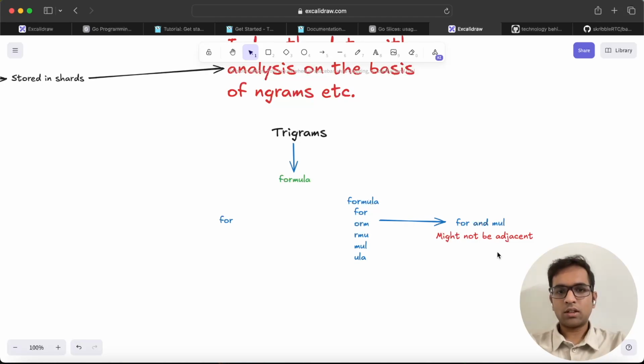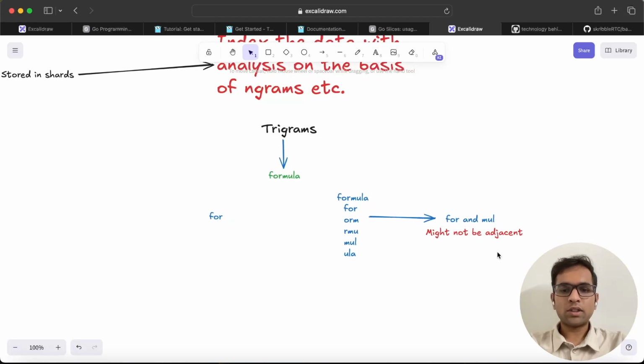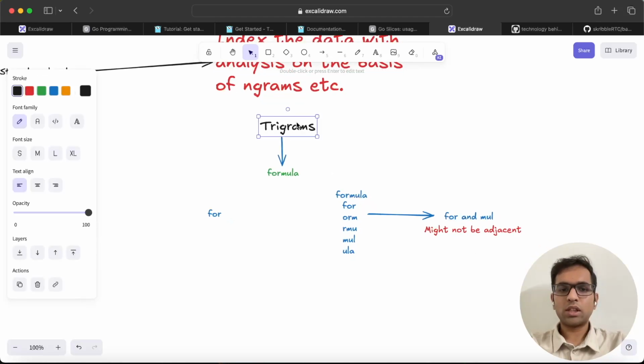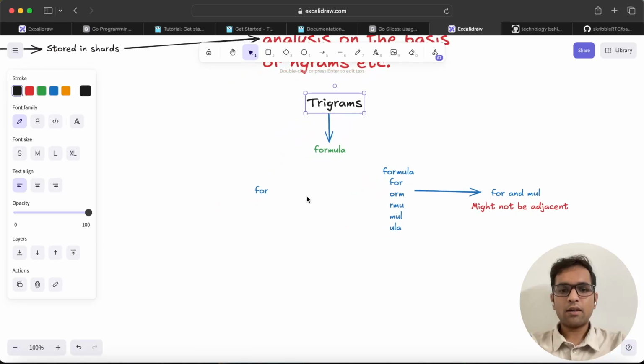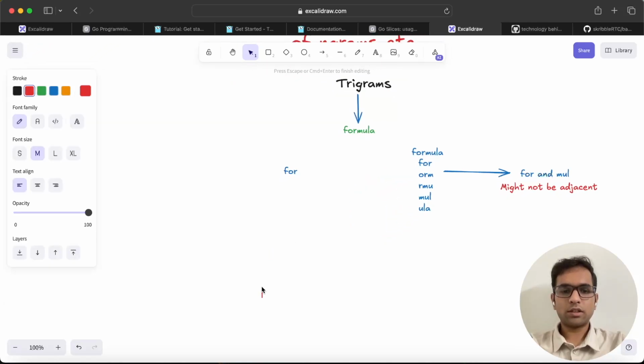Obviously, the document IDs that are returned to the user after querying pass through a double check before they actually go to the user. While double checking, if I have all those files which contain FOR and MUL, but these are not adjacent, why would it make sense? So obviously we are not going to deal with plain trigrams. What they have come up with is sparse grams.